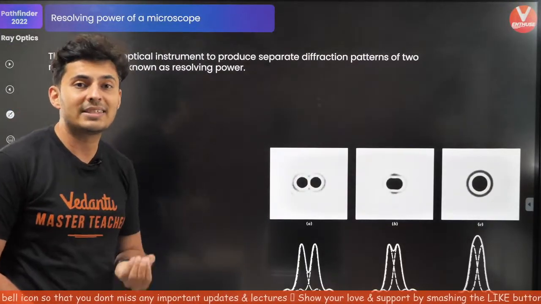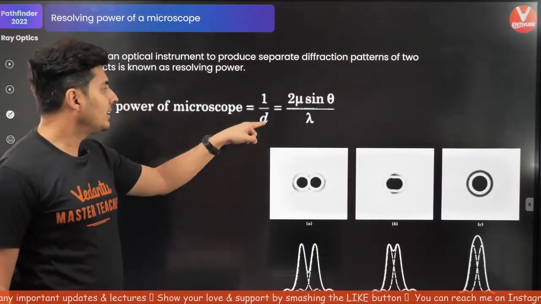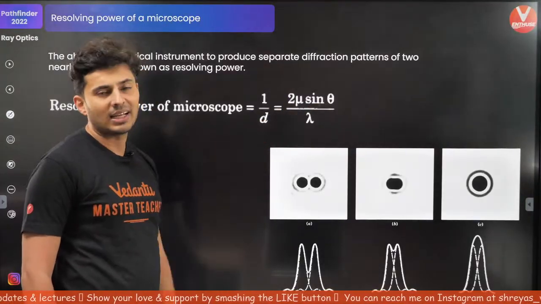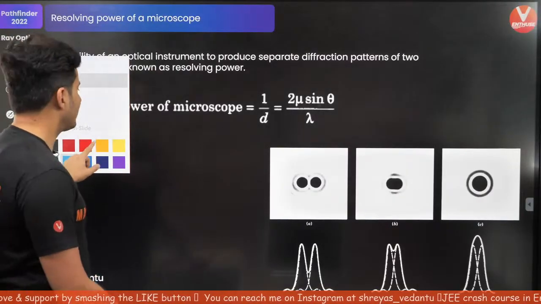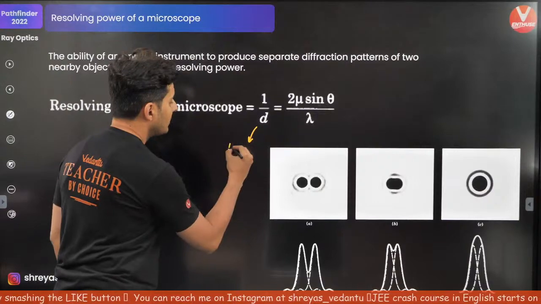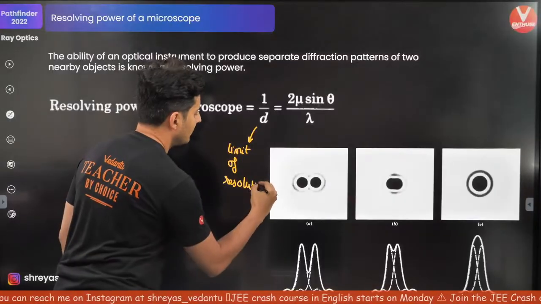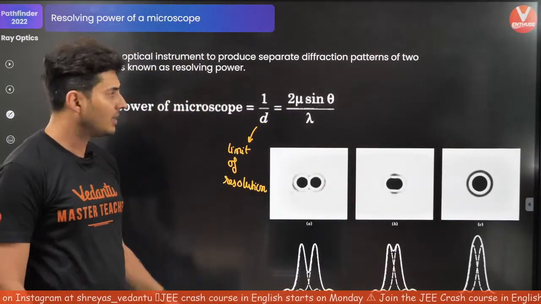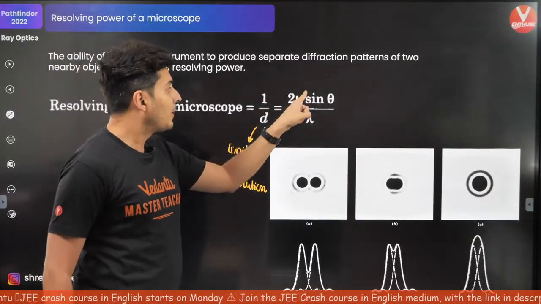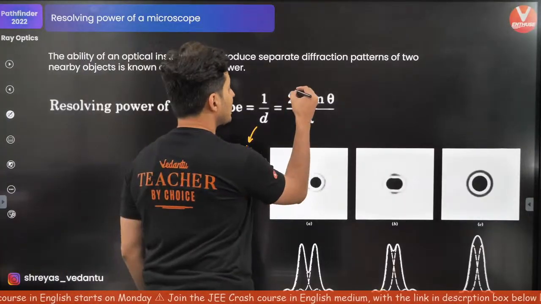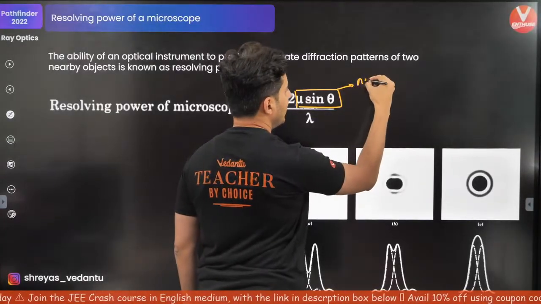Otherwise, you will not be able to see the objects clearly through the microscope. So that D is given by lambda by 2 mu sine theta. What is this D? Let me mark it. This is your limit of resolution, that means the minimum distance between those two images. Next, what is mu sine theta? This mu sine theta is also called the numerical aperture.